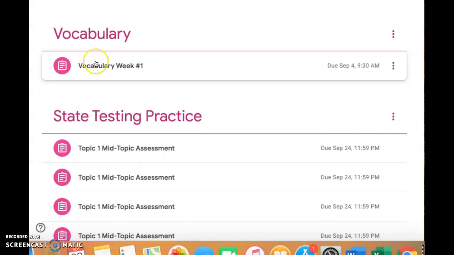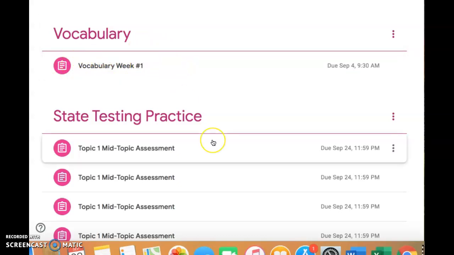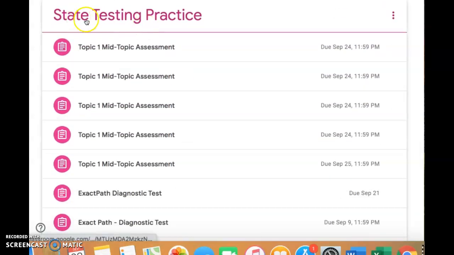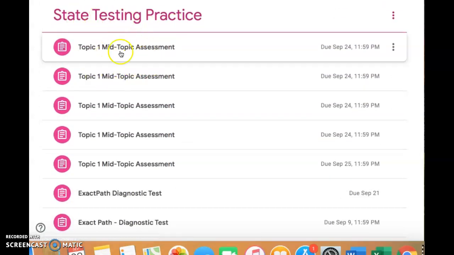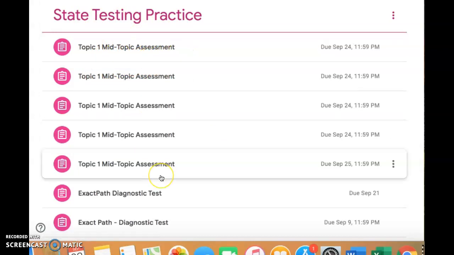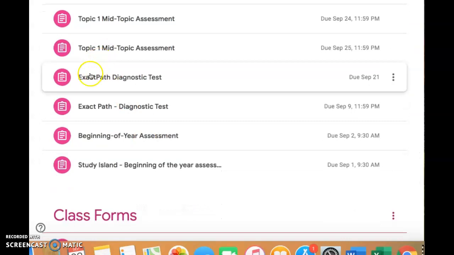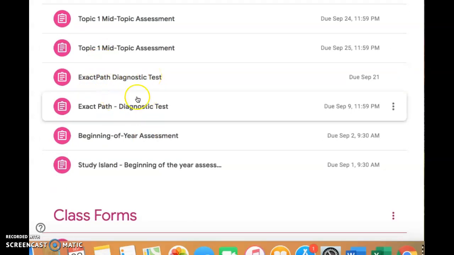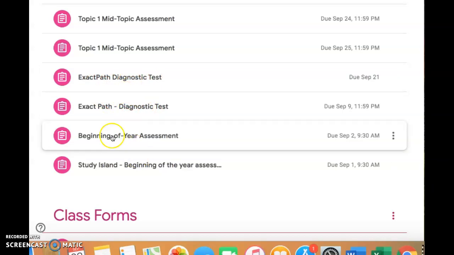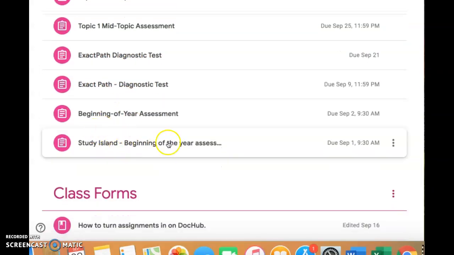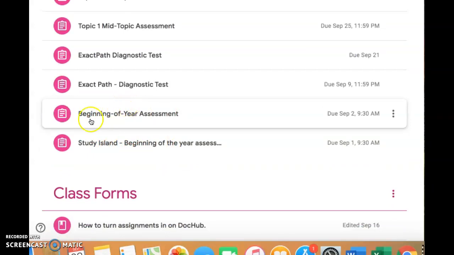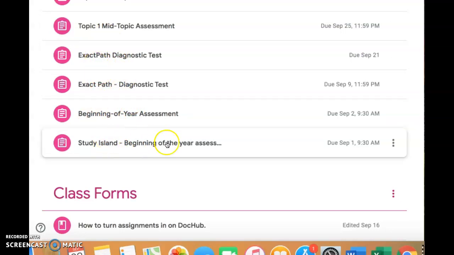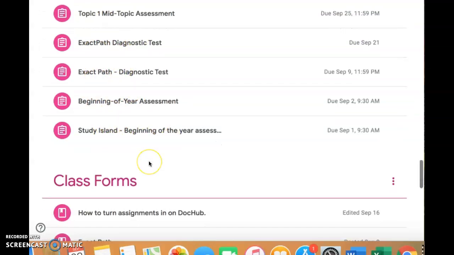Next, you'll see vocabulary. So far, we've only had 1 week of vocabulary, and you need to be paying attention to these words because we do have a quiz coming up very soon. Next, you'll see some state testing practice. We had a mid-topic assessment that was geared toward the way that state testing will be. We have our Exact Path login where you're supposed to go to Exact Path and finish that diagnostic test. We also had a Study Island beginning of the year test and one on our Savvas Realize. So you've had several diagnostic tests that give me an idea of where you're at. Make sure that you've completed all those.